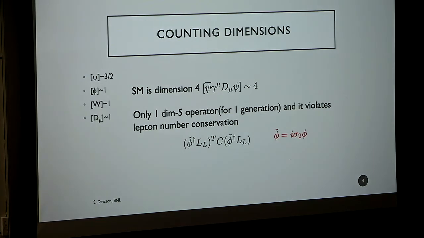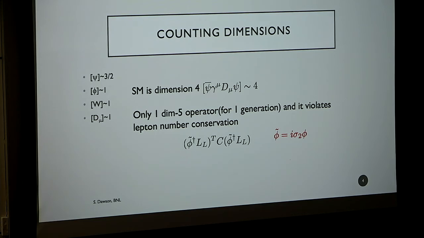And now you say, what about the dimension 5? So let me just review how you count the powers, what it means when I say dimension 4, dimension 5, dimension 6. So a fermion has mass dimension 3/2. A scalar has mass dimension 1. A gauge boson has mass dimension 1. And a derivative has mass dimension 1. So the standard model's mass dimension 4. So for example, 3/2, 1, 3/2, it's 4. Okay, so that's how you count when you put things together.